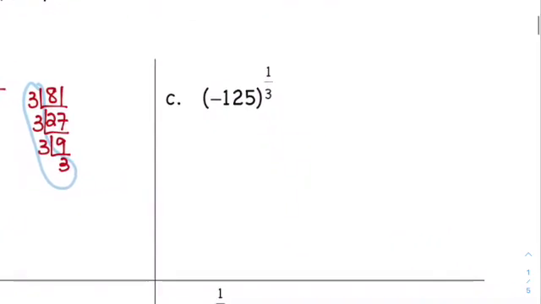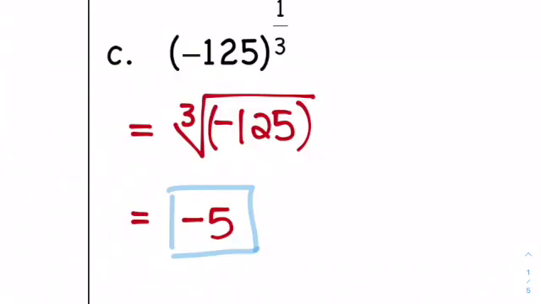Now, I'm going to try letter C. For the next part, the index number is going to be 1 over 3. So therefore, the index is right here. And it's negative 125. Since it's in the parentheses, I'm going to put the whole thing underneath the cube root. When you have a 3, you say cube.